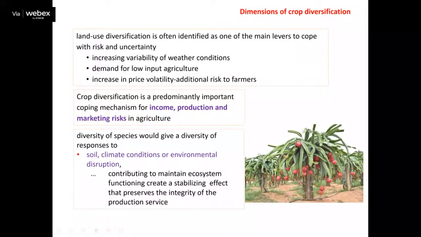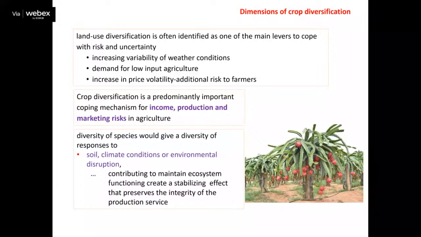And we go to the different dimensions of this horticultural crop diversification. As we know, there is increasing variability of weather conditions and a growing societal demand for low input agriculture. Here we are talking about conservation agriculture, zero input tillage. So there is a demand for low input agriculture, and farming becomes more and more sensitive to risk and uncertainty. In this case, diversification plays an important role in avoiding this risk and uncertainty due to increasing variability of weather conditions, demand for low input agriculture, and increase in price volatile markets.